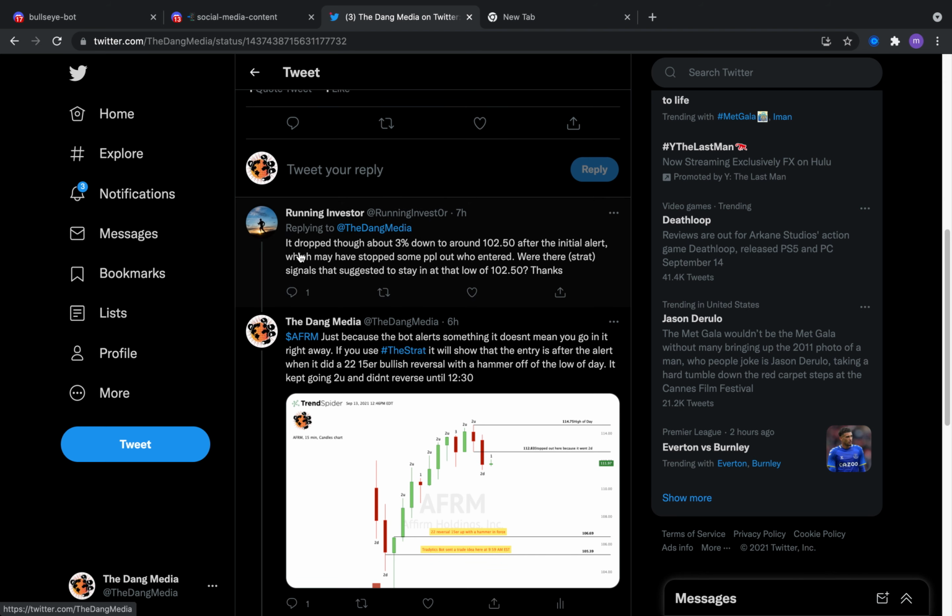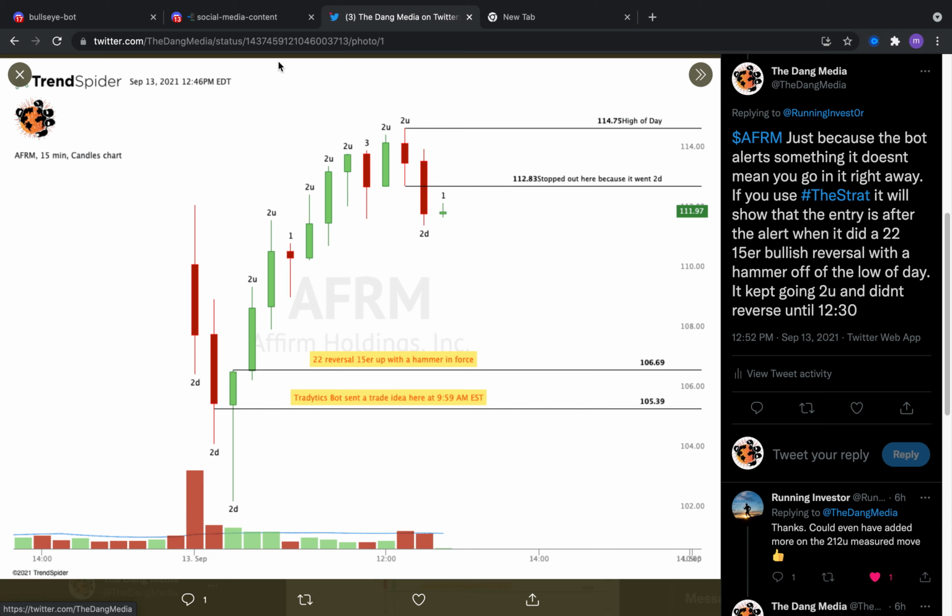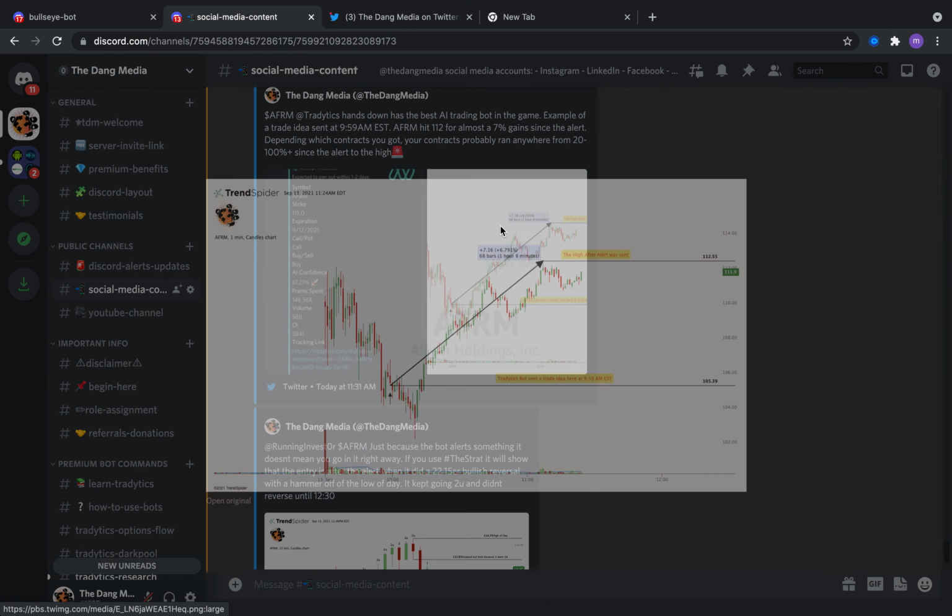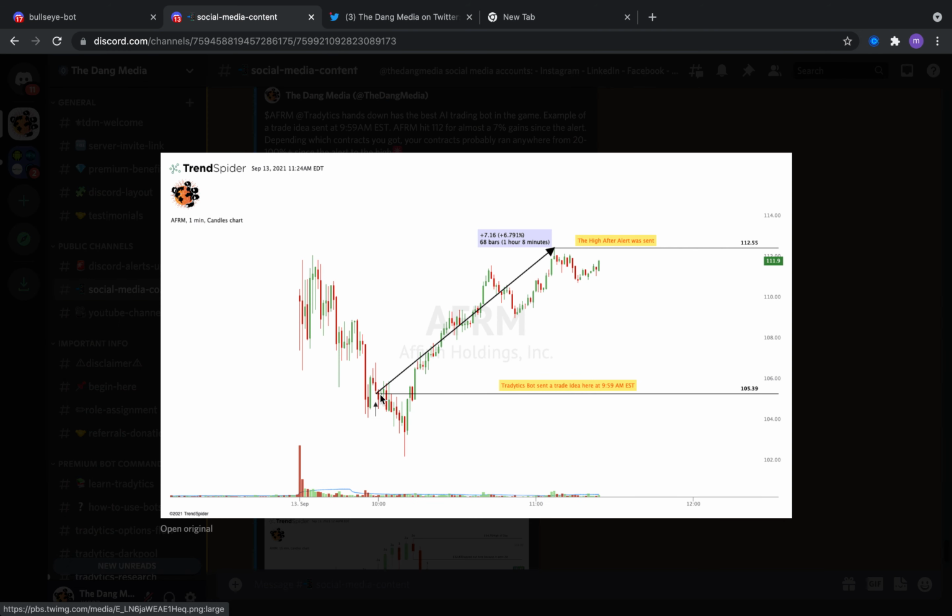So this person asked, it dropped 3% down around to 102.50 after the alert. He's right. The alert was here, and then it dropped down here and then made the move up. If you entered blindly with the bot, you probably would have lost right here, or you would have gotten stopped out.